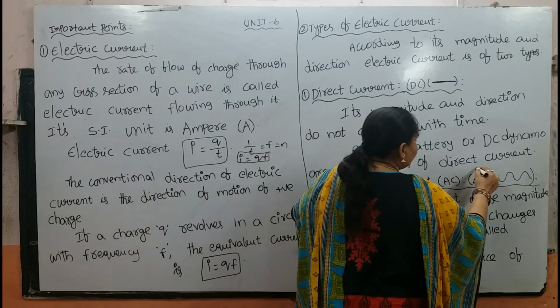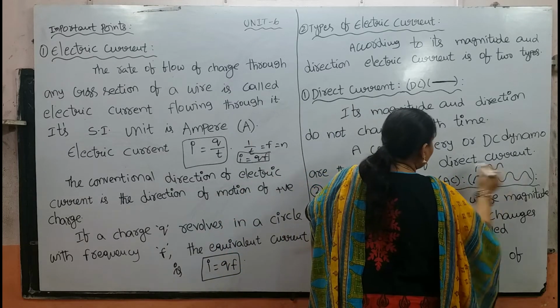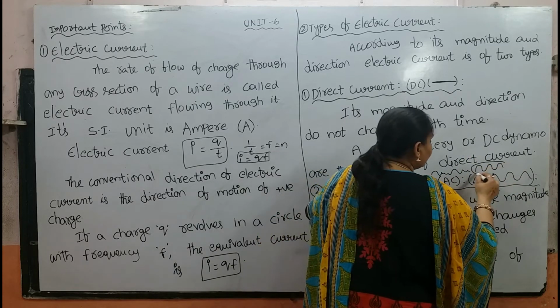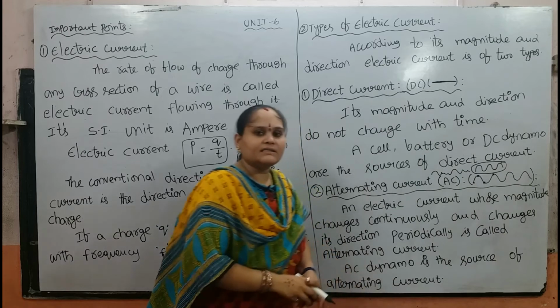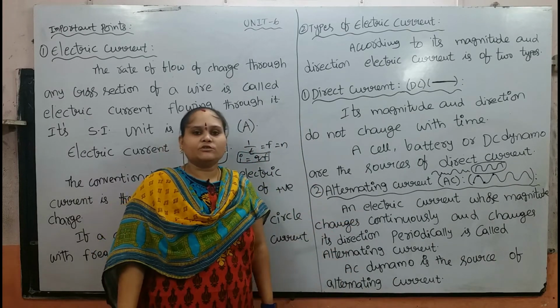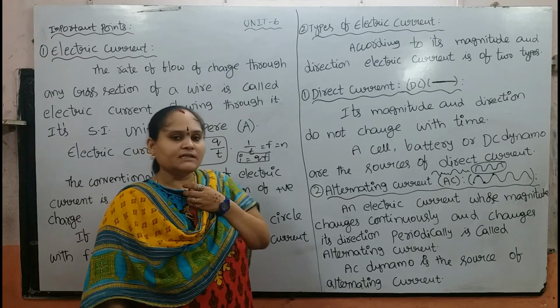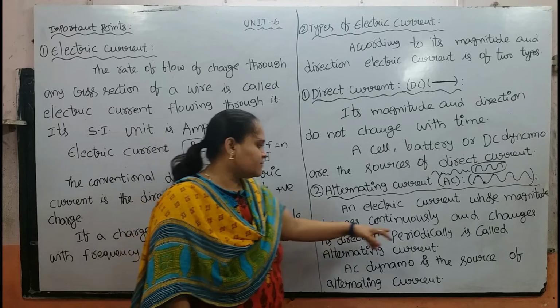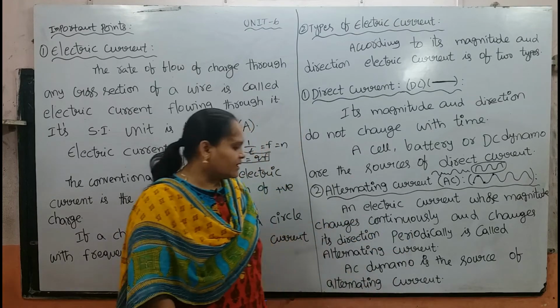This means equally spaced like this, not like this. So it changes periodically. This type of current is the alternating current. An electric current whose magnitude changes continuously and whose direction changes periodically is called the alternating current.